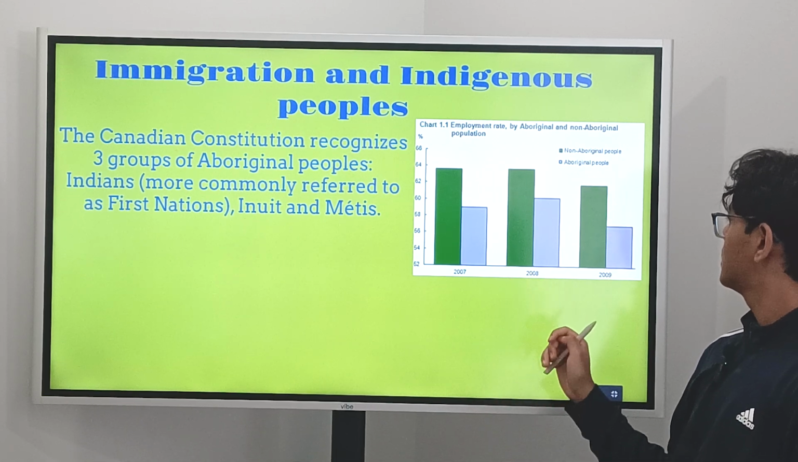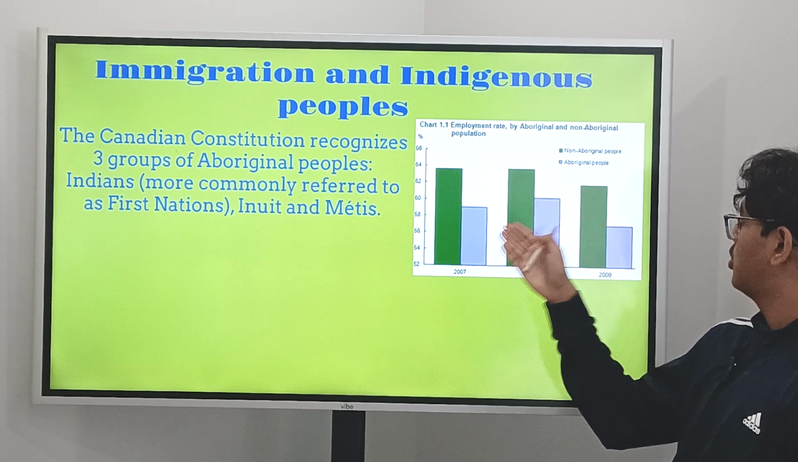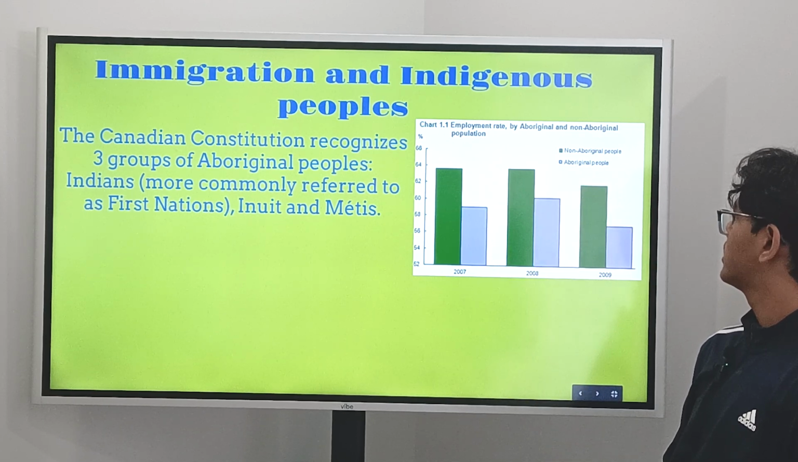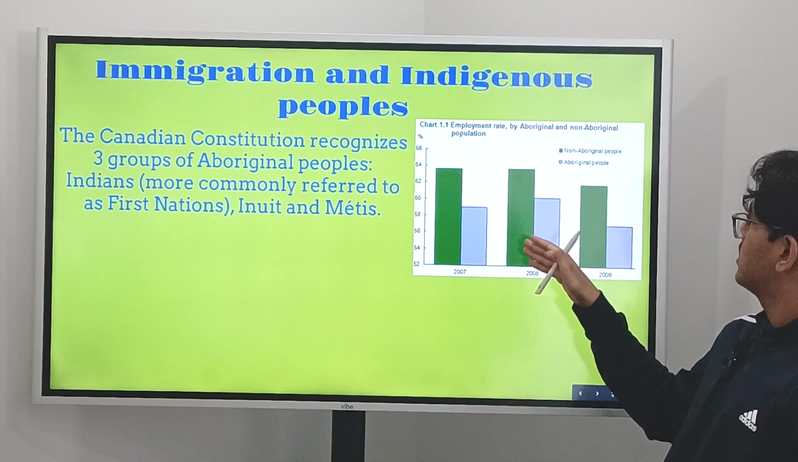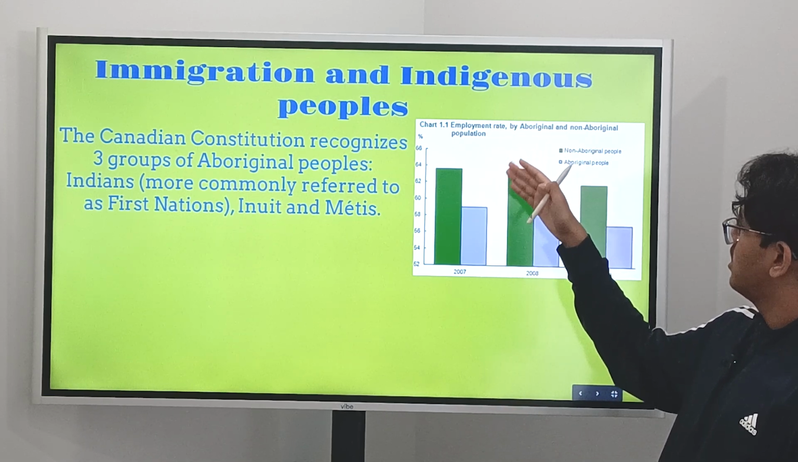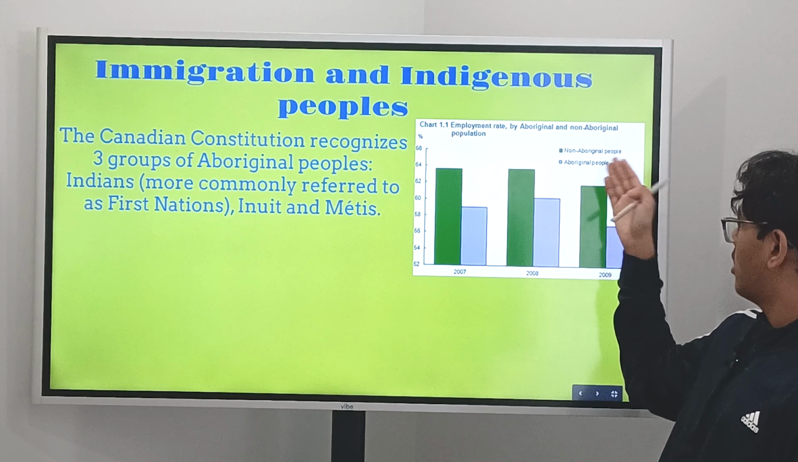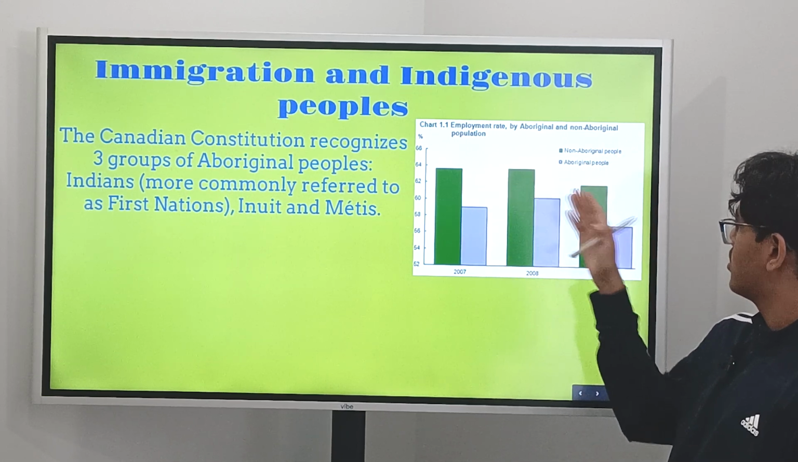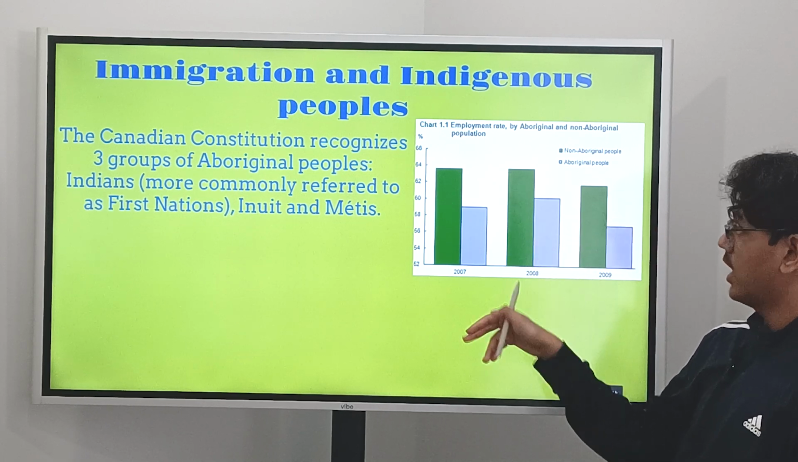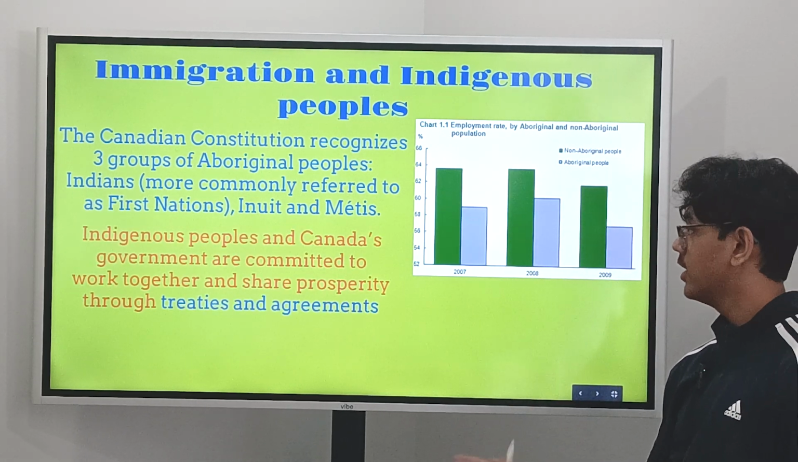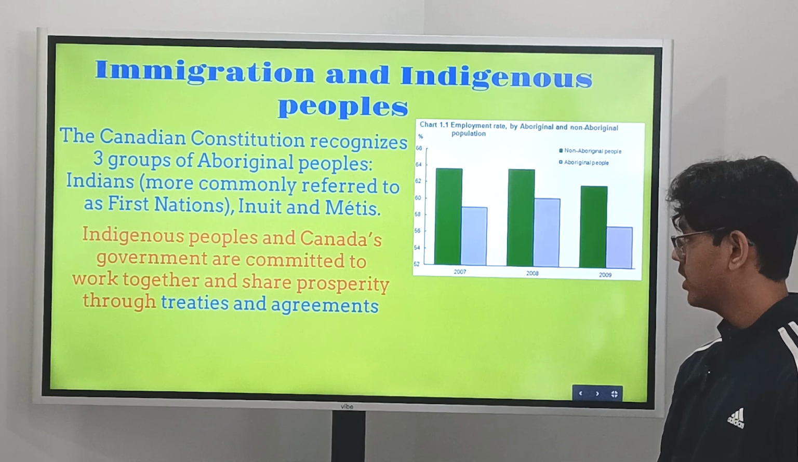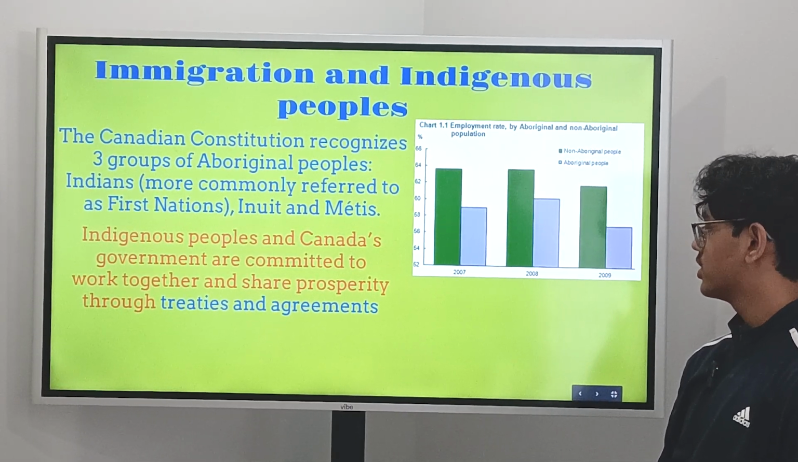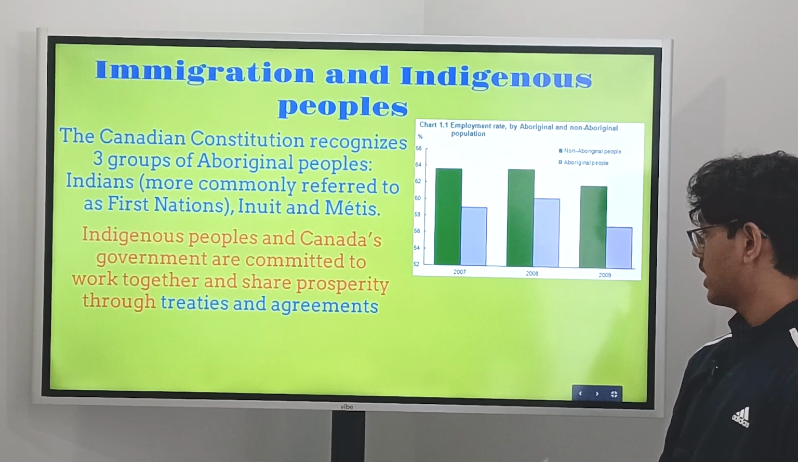And here in this chart, we can see that the blue one is Aboriginal people, and the green one represents the non-Aboriginal. And we can see that the employment rate is way higher for the non-Aboriginal people, so the immigrants that are non-Aboriginal. And we can see that they're way higher than what the Aboriginal people are getting. And Indigenous people and Canada's government are committed to work together and share prosperity through treaties and agreements.